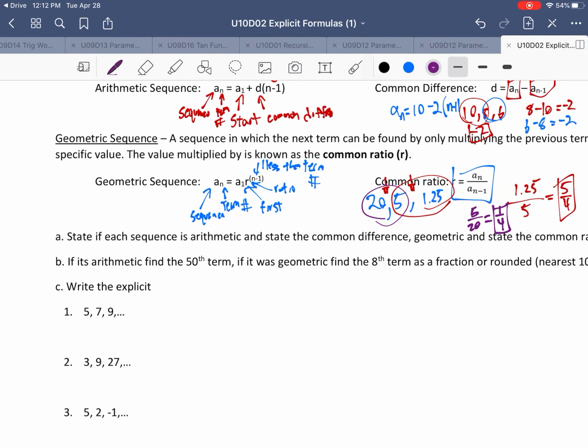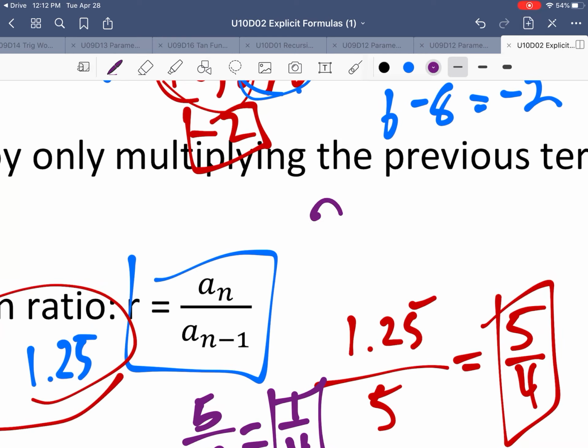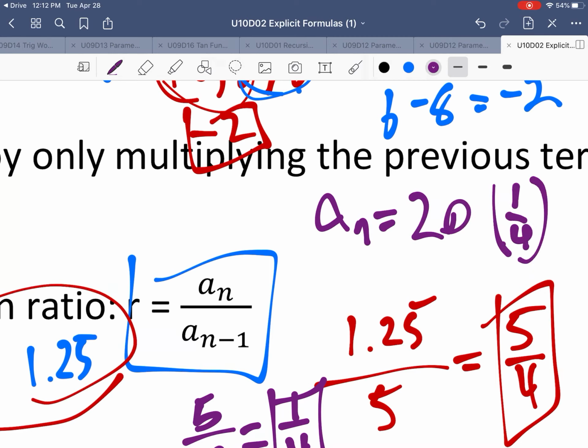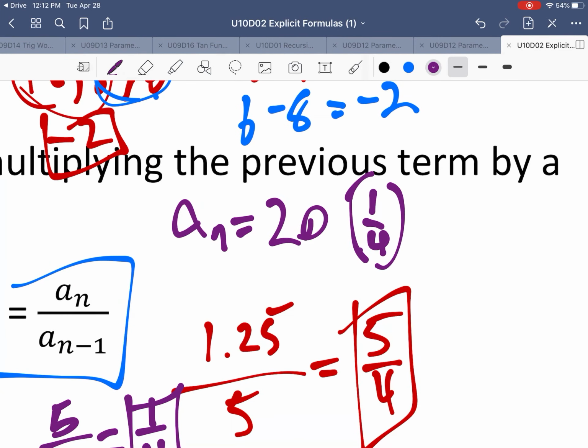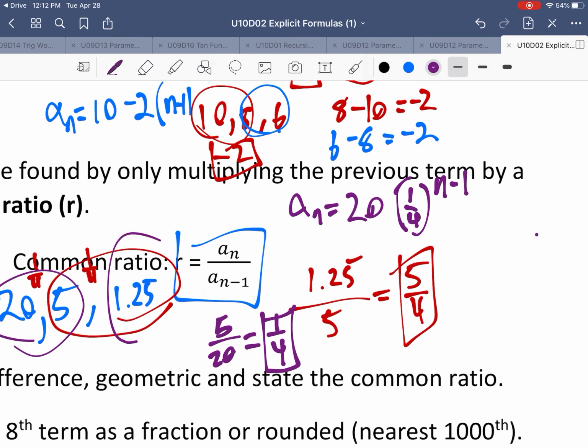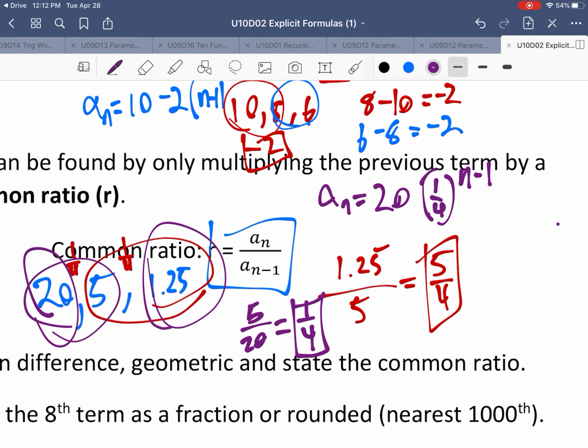Okay, so for this sequence, I started at 20. So the sequence is a_n equals 20 times 1/4 to the n minus 1. So in order to find the third term, I would have to start at 20 and multiply by 1/4 twice.